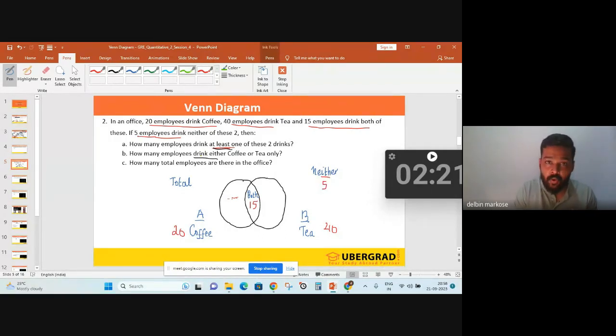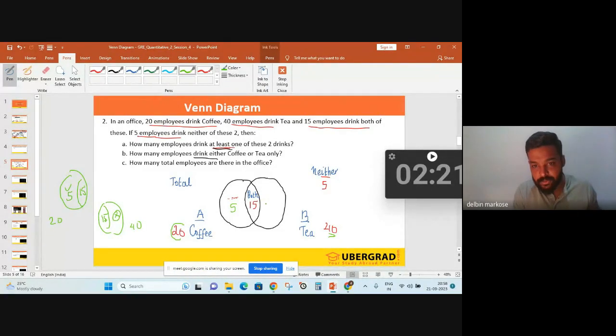Now let's try to fill all the information. We know that 20 overall, the circle, you have to get 20. Look at this portion, it's 15 already gone. So this value plus 15, you have to get 20. This will be 5. Now look here. The total tea drinkers is 40. Same logic only. If I consider circle B, you see 15 here, and there is some value, let's say X. 15 plus X, we have to get 40. This will be 25. So is this clear to everyone how we got 5 and 25?